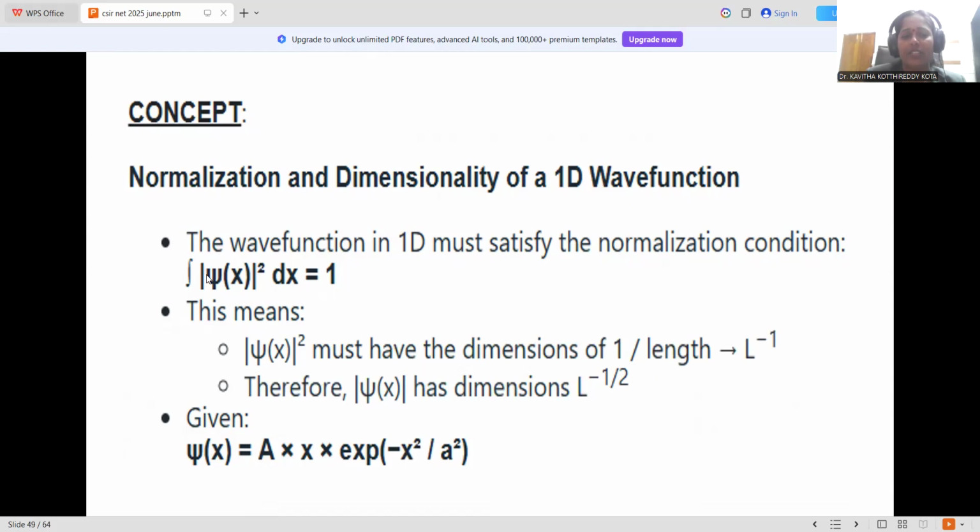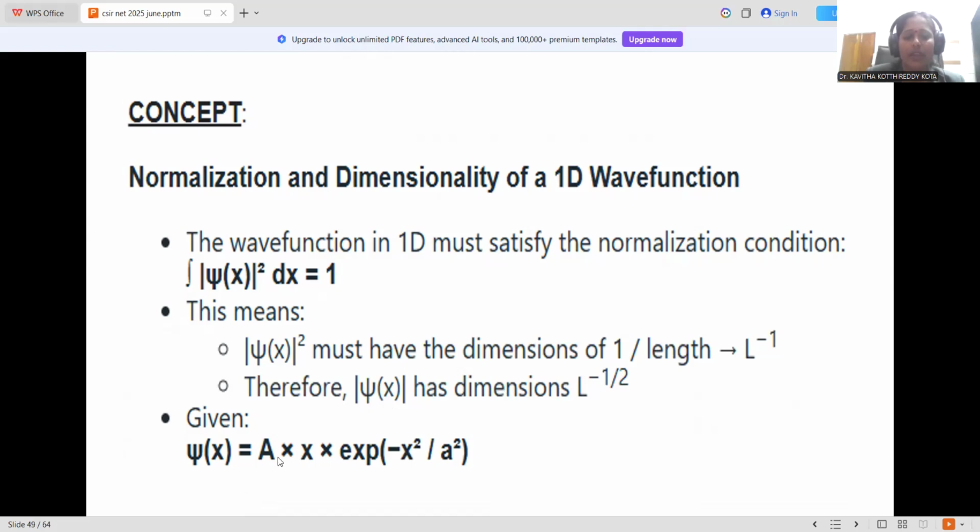condition. Integration of psi x squared dx is equal to 1. Psi x squared must have the dimensions of 1 by length, which is nothing but L inverse. Length dimension is L, so L inverse can be taken because it is a denominator. This is the dimension for psi x squared, but we have psi x only. If you remove the square, L inverse is converted into L to the power minus 1 by 2. L to the power minus 1 by 2 is the dimension of psi x.